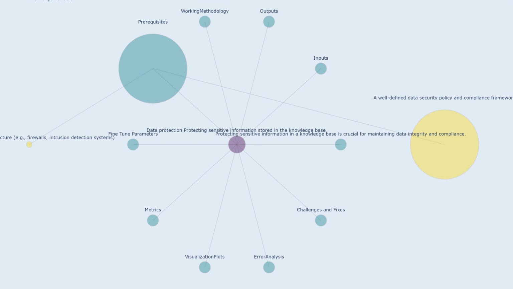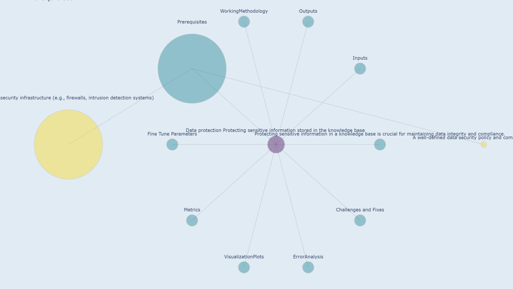Prerequisites. A well-defined data security policy that outlines the organization's approach to protecting sensitive information. This policy should specify the responsibilities of different roles, the types of data that require protection, and the security controls to be implemented. Robust security infrastructure, including firewalls, intrusion detection systems (IDS), and anti-malware software, to protect the knowledge base from external threats and unauthorized access.